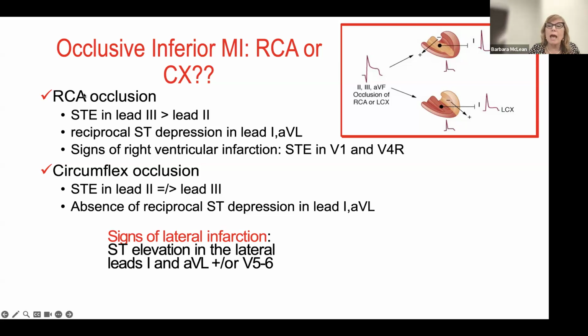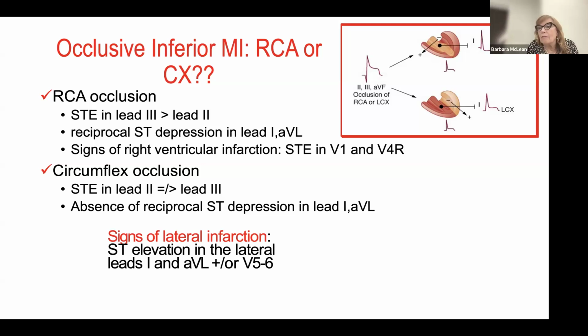So with that RCA, because the RCA, remember, supplies the inferior wall, the right ventricle, and a large portion of the posterior wall, whenever you have an inferior MI where the ST segment elevation is greater in lead 3 than lead 2, you must always consider the possibility that you have a right ventricular infarct.